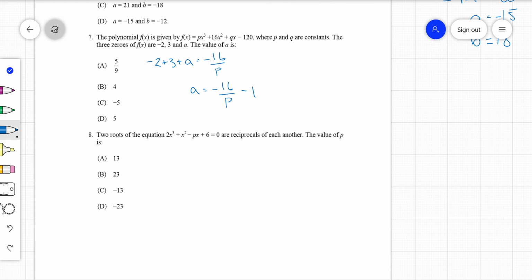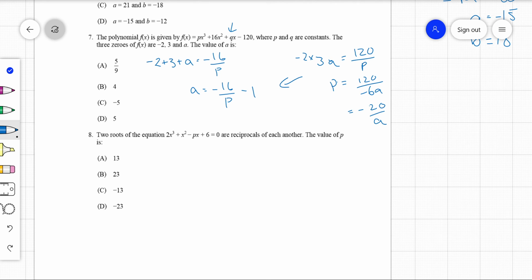What about the product? I don't really want this q, I don't want another unknown, so I'm going to use the product. Product of roots, minus 2 times 3 times a. That's the product, so negative d on a would be negative 120 on p. I might make p the subject and sub it into here. p would be 120 divided by minus 6a, so we've got a negative 20 on a. 20 on a, is that right?